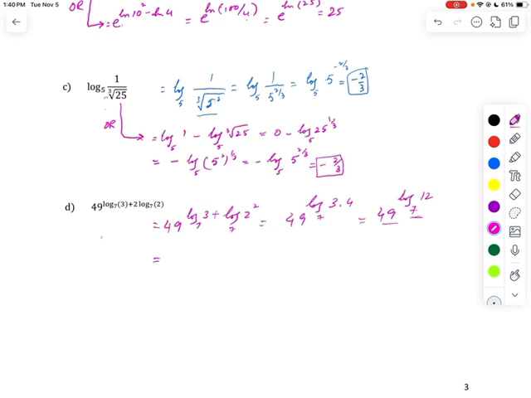So I can write the 49 as 7 squared and then the whole thing raised to the power log base 7 of 12. But when these get multiplied, powers get multiplied, you know that it will become 2 log of 12 base 7. So then this 2 can go as a power of 12. So this can be written as 7 raised to log base 7 of 12 squared, which gives me 12 squared as my answer.